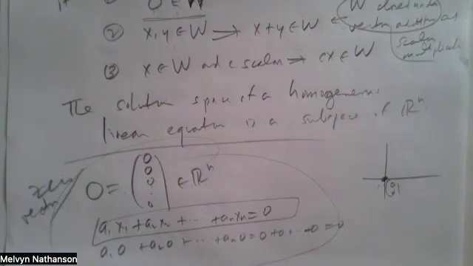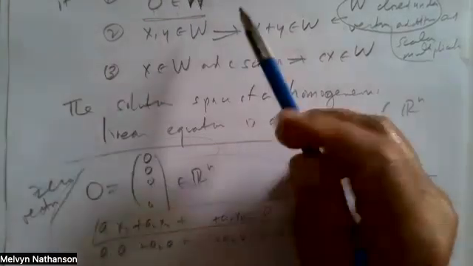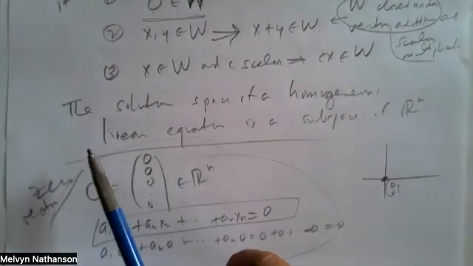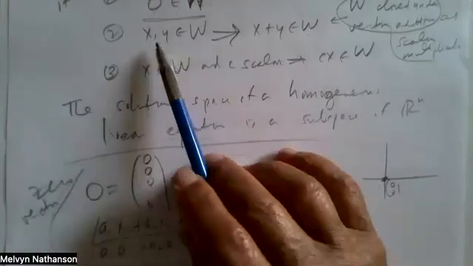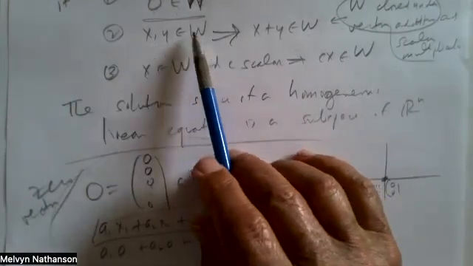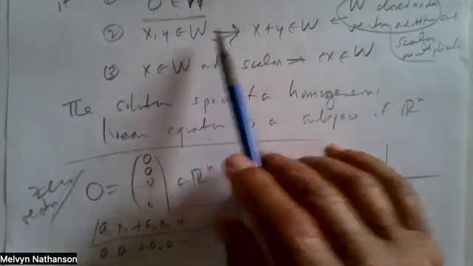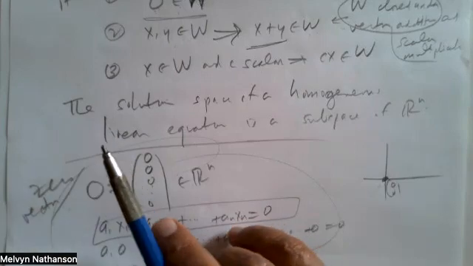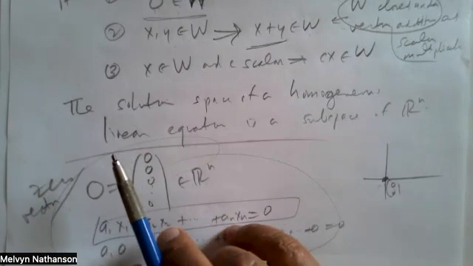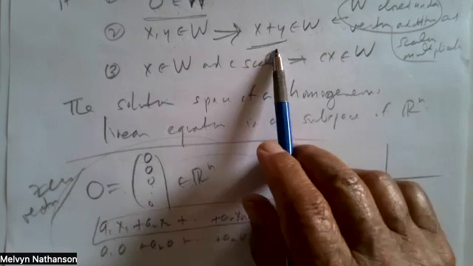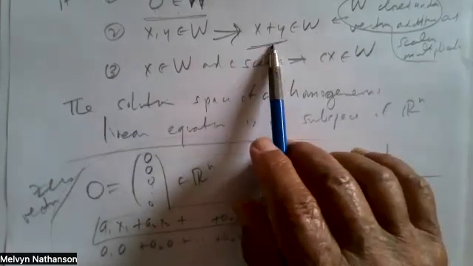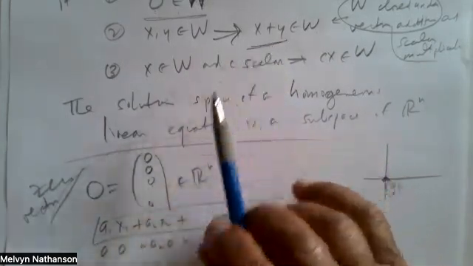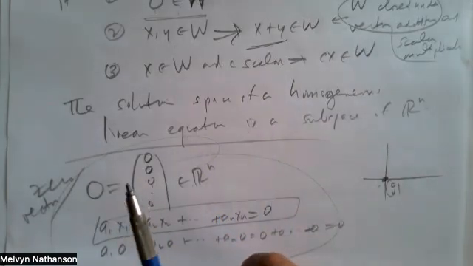Okay. And number two, it's basically the same thing. This says if X is a vector in W, and if Y is a vector in W, and you add the two vectors, you get another vector in W. This is not always the case, but if you have a subspace, it is always the case. And in number three, how did you get CX at the end?